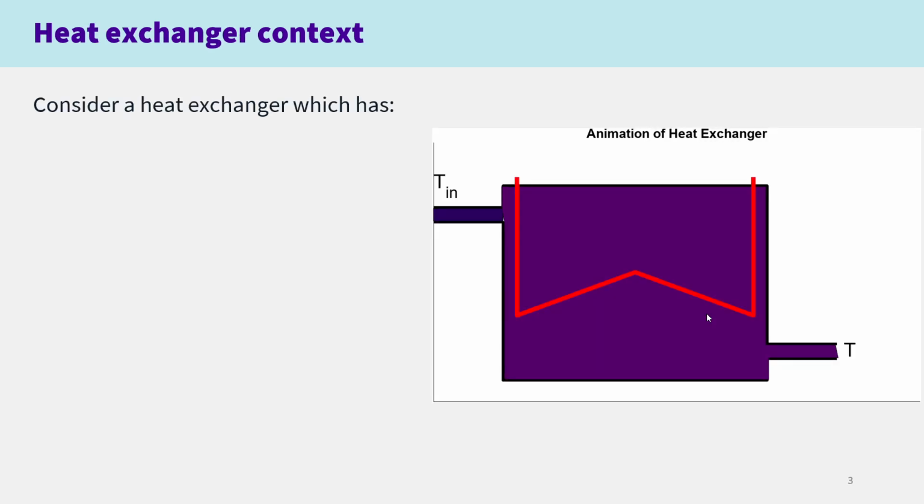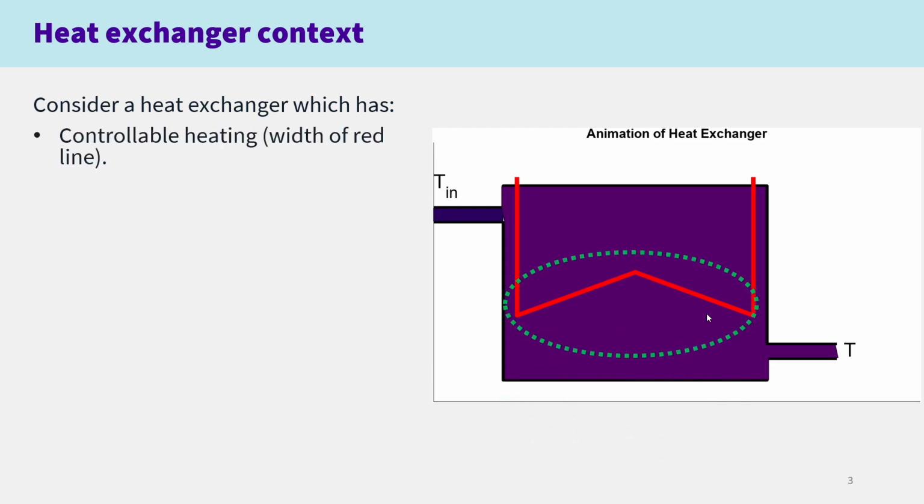Well, you can see a simple picture here which is meant to represent a heat exchanger. In the top left we've got a pipe, and in the middle we've got a red line which represents the heating. In this case the heating is going to be provided by condensing steam, and the thickness of the line represents how much heat you are supplying.